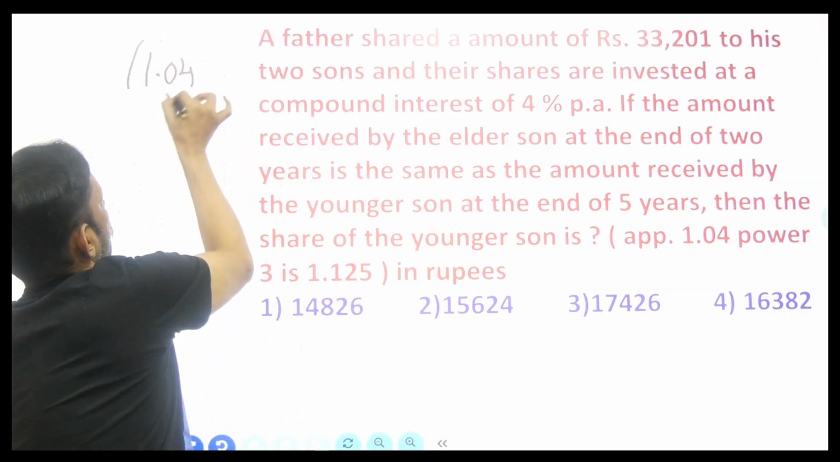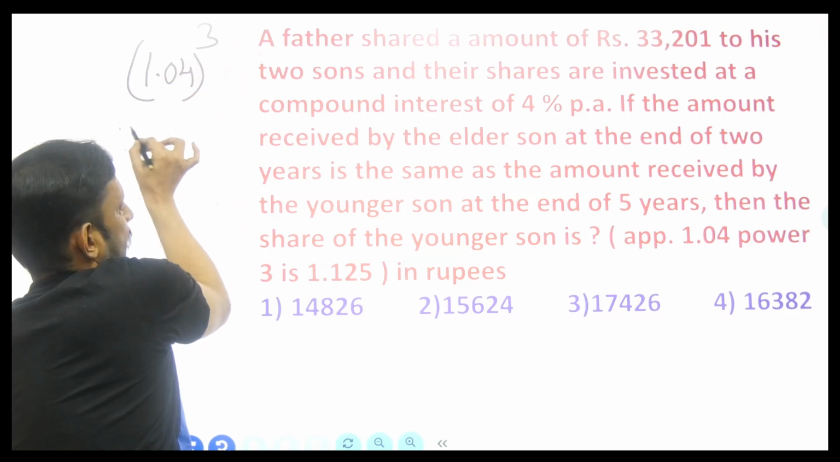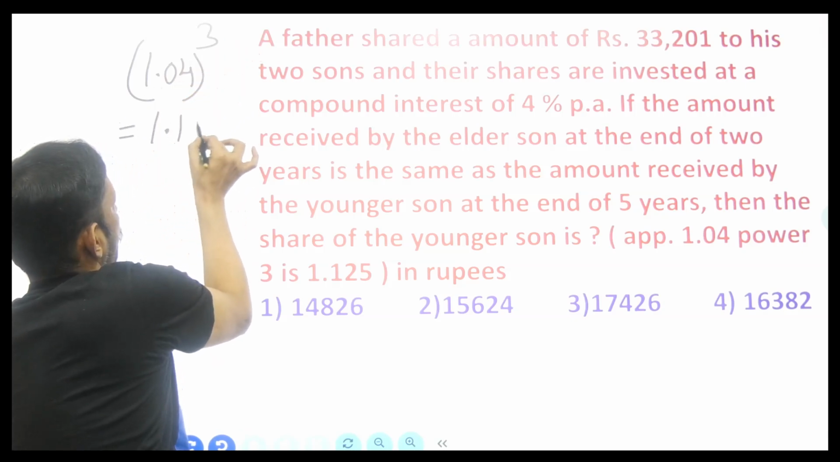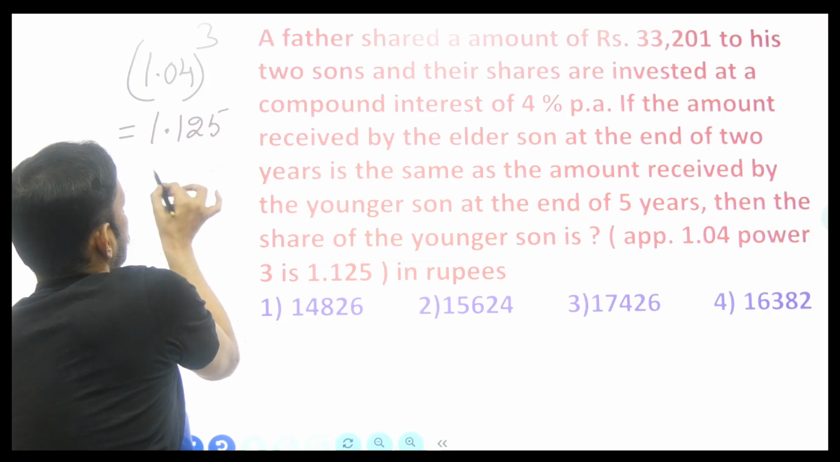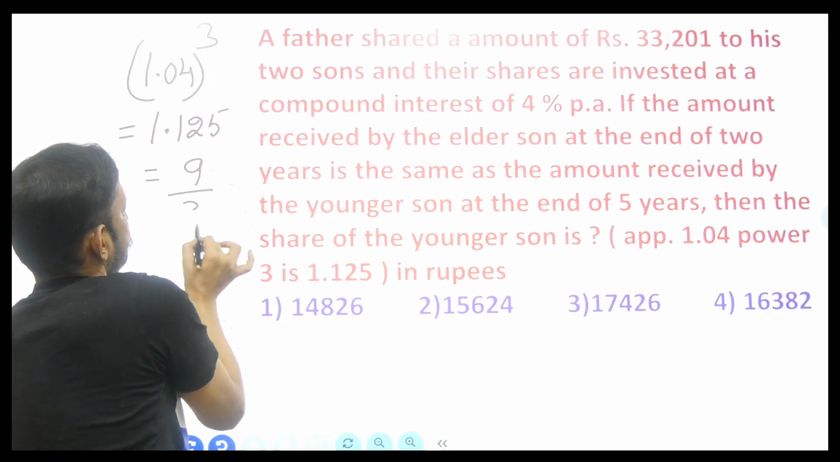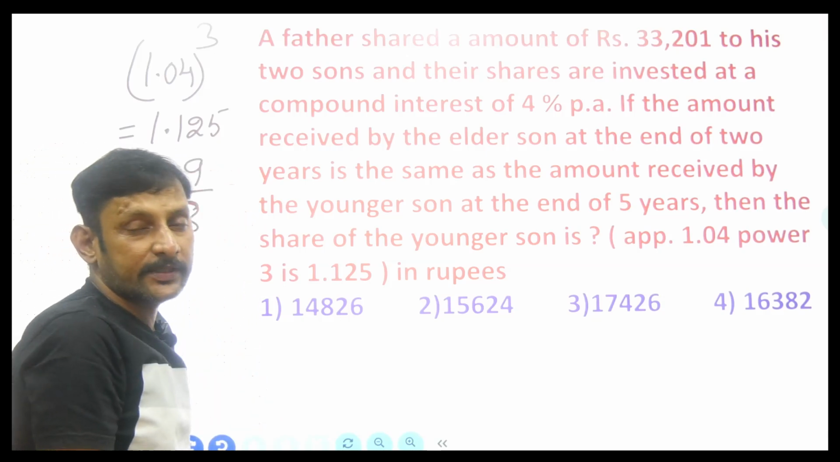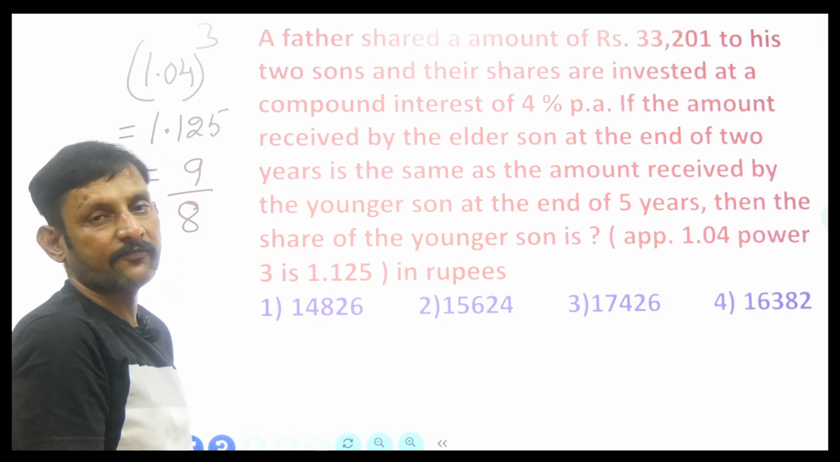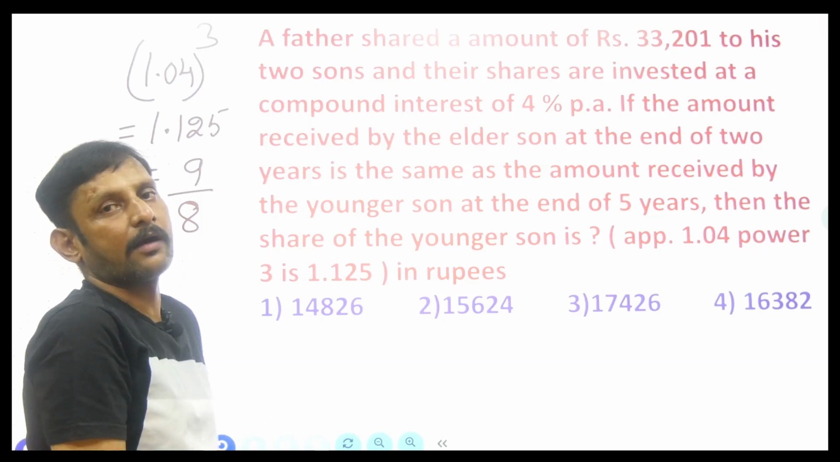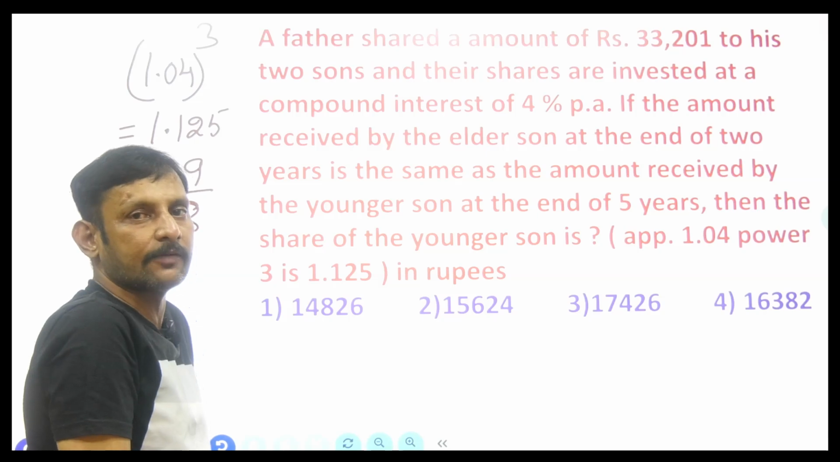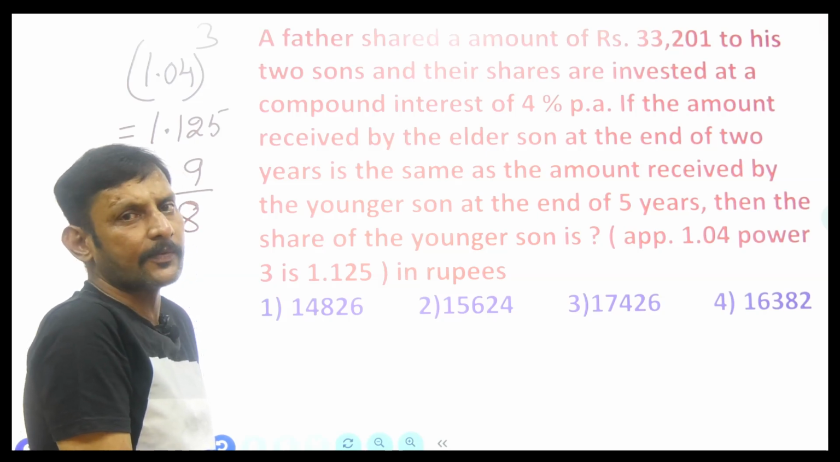1.04 power 3 is equal to 1.125, nothing but 9/8. So when you go with the formulas, what is the formula to find the amount A according to compound interest? Means the amount A is equal to P into 1 plus R by 100 whole power n.